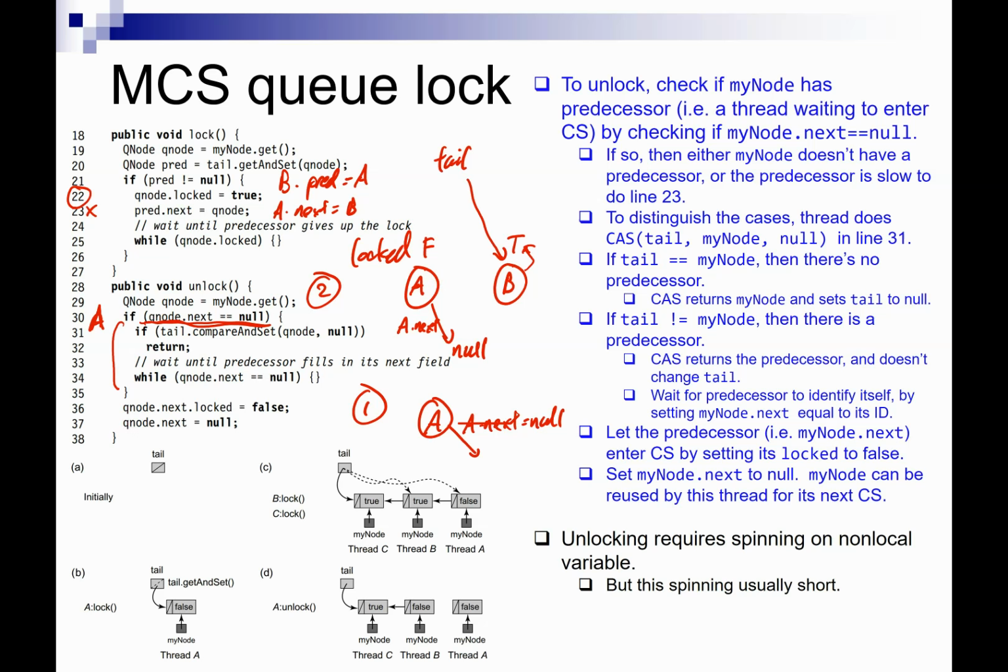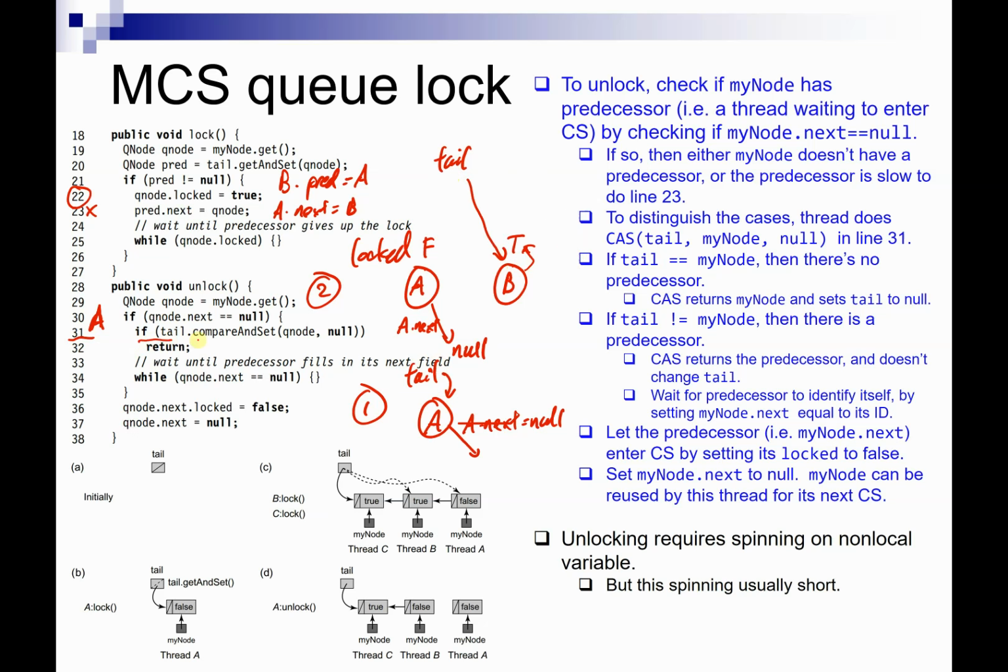So now, how does A distinguish between these two scenarios, number 1 and number 2? He does it through line 31 over here. Because in line 31, in the first case, there's only one node in the queue, so the tail is going to equal A. In the second case, there are other nodes in the queue, so tail does not equal A. There could even be a third node over here, and tail actually equals C. But definitely tail does not equal A.